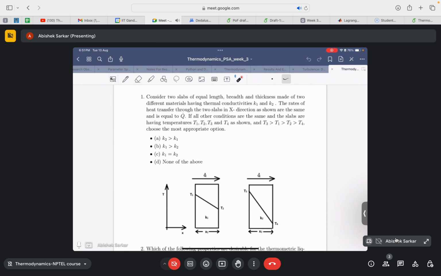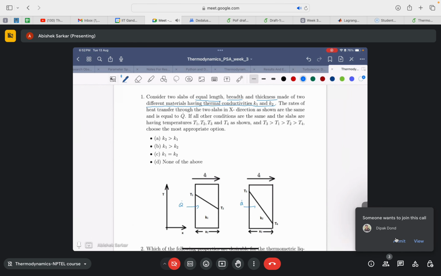So the question states: consider two slabs of equal length, breadth and thickness. Basically the dimensions of the slabs are the same, made of two different materials. Two different materials will tell us that they have two different thermal conductivities, K1 and K2, or more specifically kappa 1 and kappa 2. The rate of heat transfer through the slabs in the x direction is shown to be the same, equal to q dot. The net rate of heat transfer is the same across both the slabs, that is q dot.